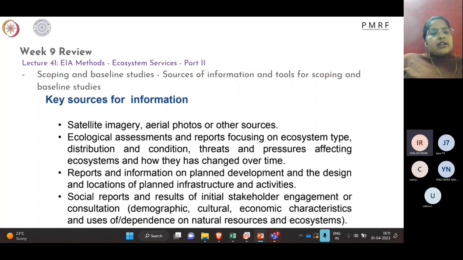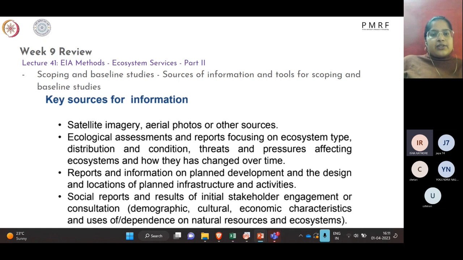impacts. And then you can also look up social reports and results of initial stakeholder engagement or consultations. So these are demographic, cultural, and economic characteristics and the use of and dependence on natural resources and ecosystems. So you can look up the stakeholders or the beneficiaries of the ecosystems which are getting affected and look up their profile in terms of the demographics, the population, what type of community they are, how they're getting affected, what sort of cultural background they come from, whether they have any particular cultural value they assign to a particular ecosystem service.